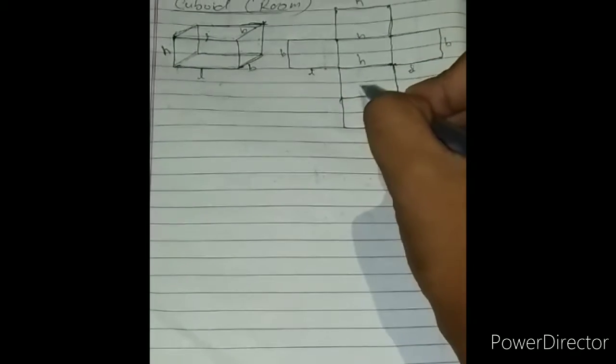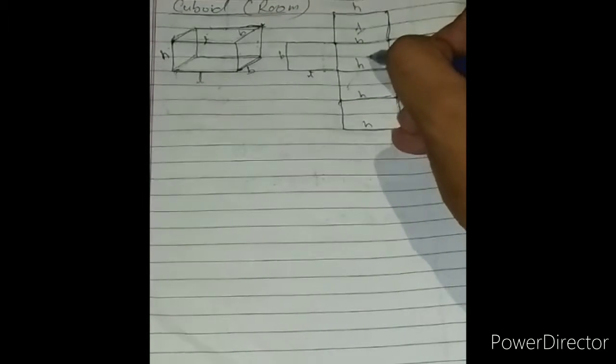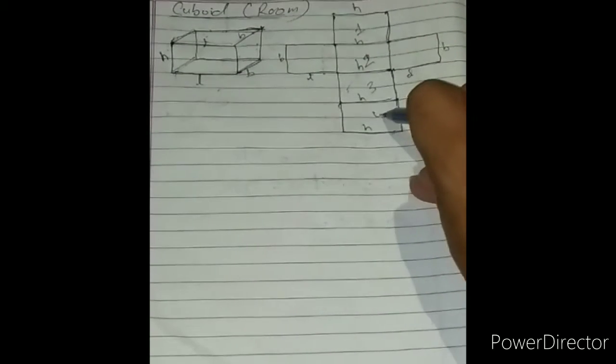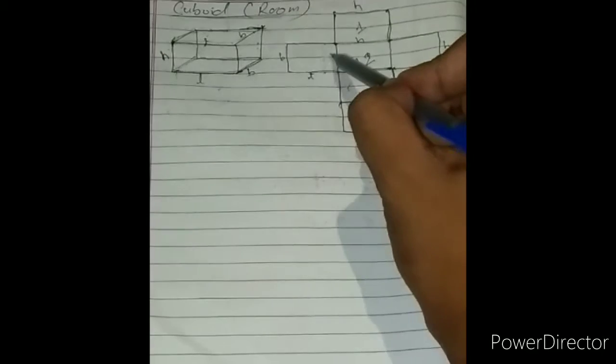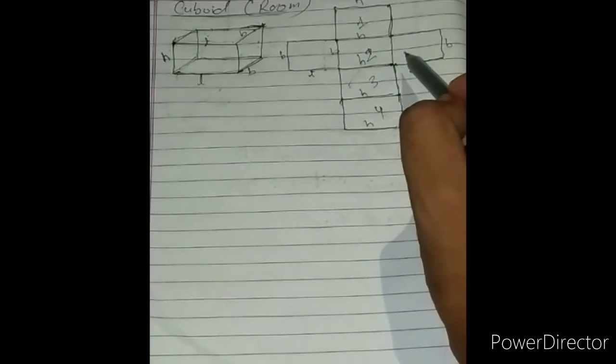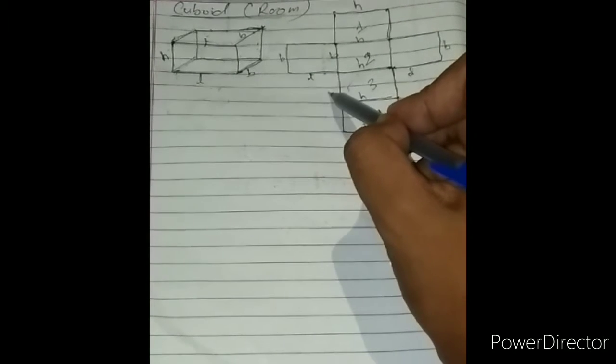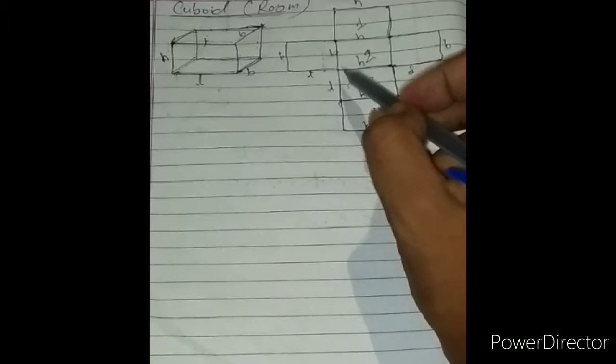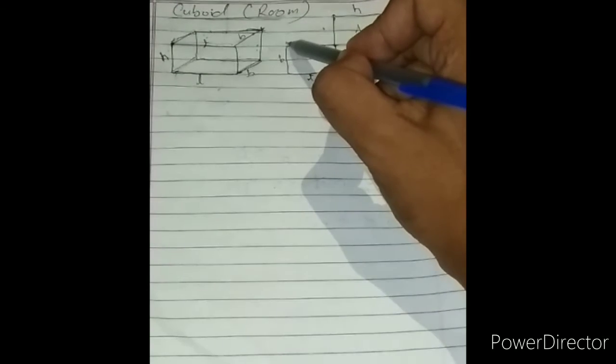If it is the base, then this is the height, because when we fold it, it will be the height of the room. And altogether four walls are there: 1, 2, 3, 4. This is B, this is L, this is B, and this is L, because it will touch here, and this will be the length.